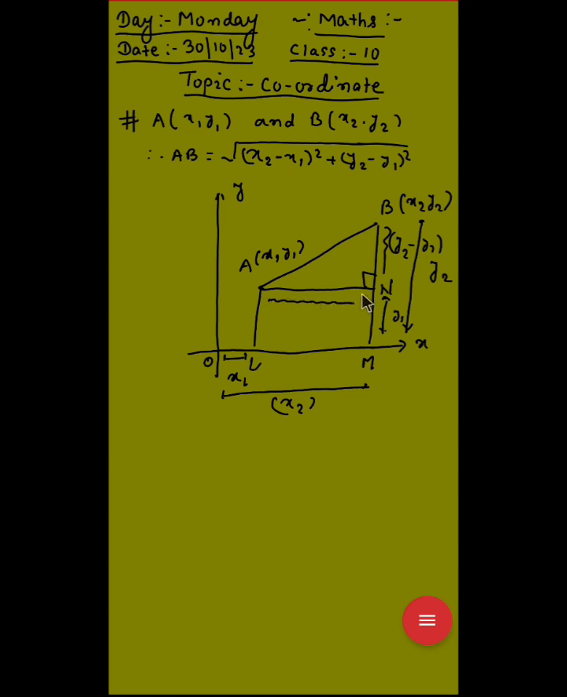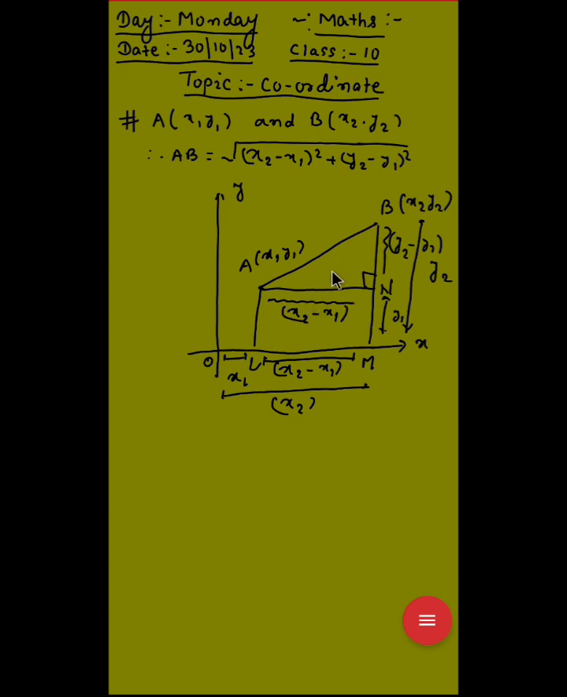And again we are going to define that particular length. What is the distance? Here the full distance is x2, and we have this distance x1. So this distance is calculated as x2 minus x1.